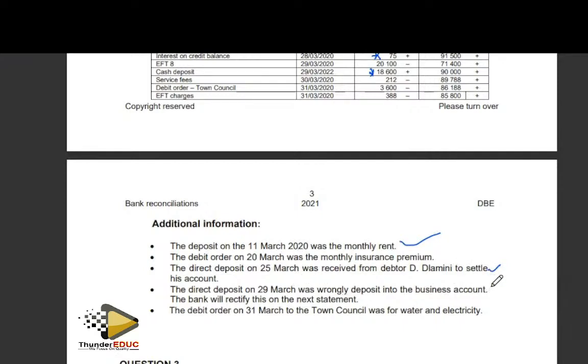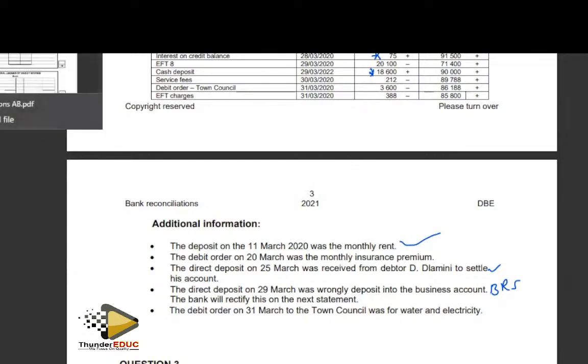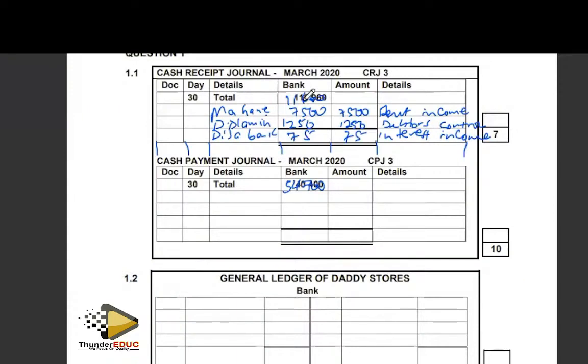So this one is going to BRS, bank reconciliation statement. So we don't need to record it because it was not our money, you understand? So this one, we don't need to record it in our updated cash receipts journal. So what do we do? Which means now we have to take the totals, okay? To add up and get the correct totals. All right.